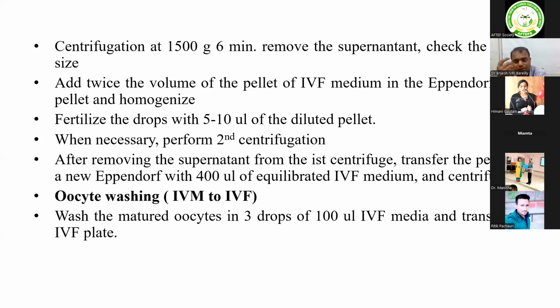You again mix it and wash with pre-equilibrated IVF media, again 200 G, 600 G for 2 minutes. Then discard the supernatant and you fertilize your oocytes with 10 to 15 microliters of spermatozoa. While you are fertilizing, you have to see through the microscope whether sperms are moving quickly or not. If it is moving quickly, you can expect a good fertilization rate. If it is sluggish, especially in buffalo, sometimes you will get very poor results.